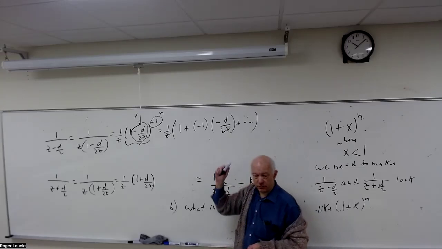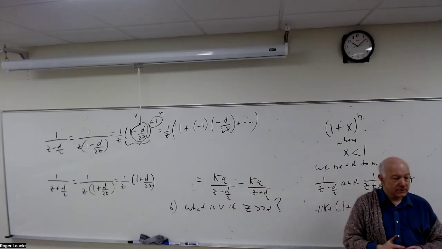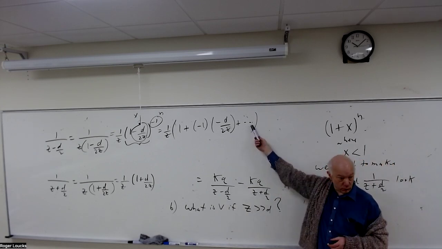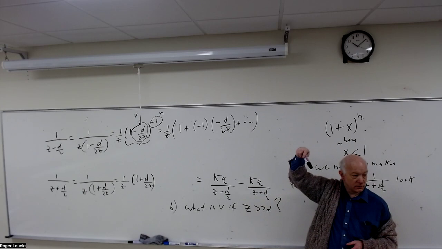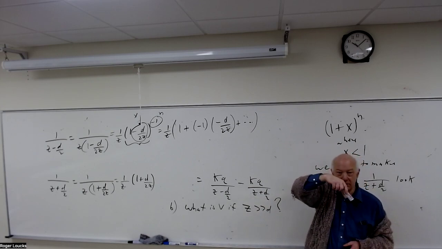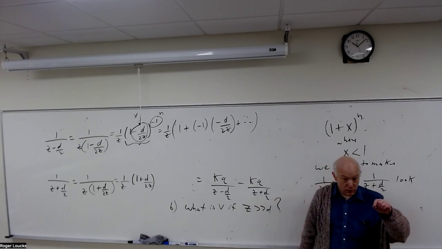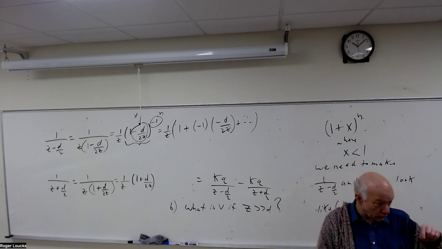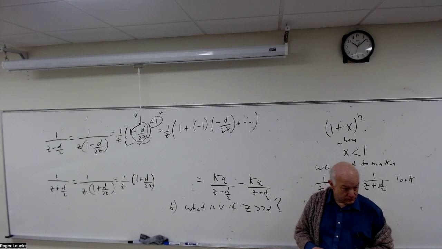Why am I not going to worry about the plus dot dot dot? The next term goes as X squared. What do we know about X? It's going to be much smaller than the X term because your X is less than 1. If you take a value less than 1 and square it, it gets smaller. So these other terms are going to be small. I can throw them out.